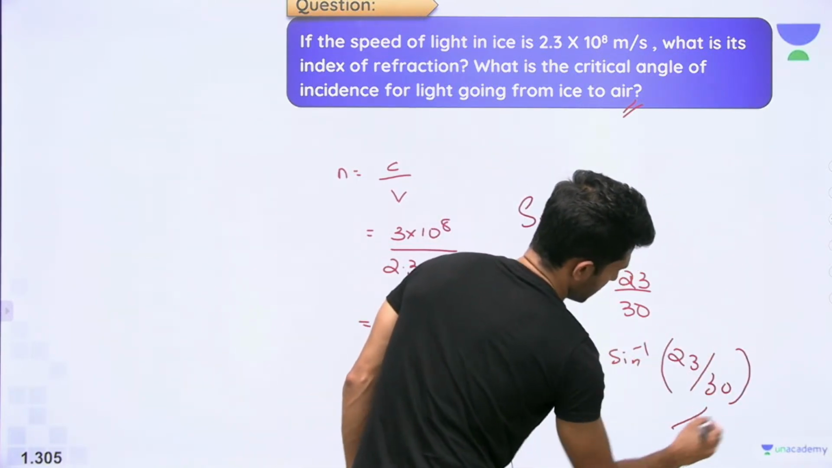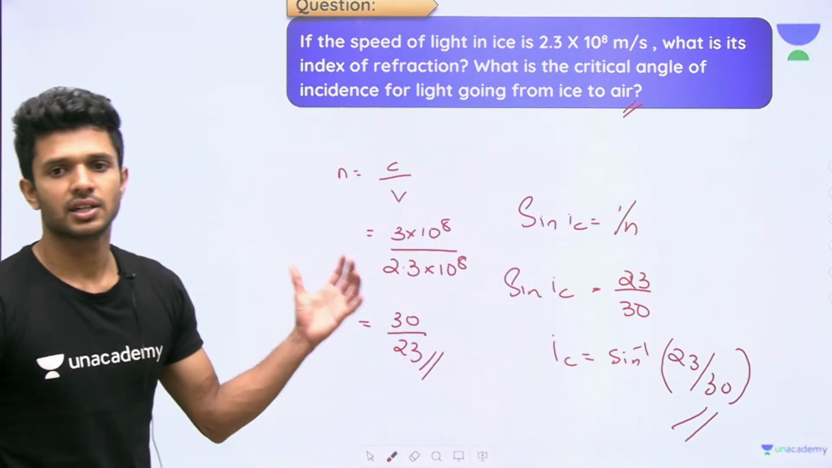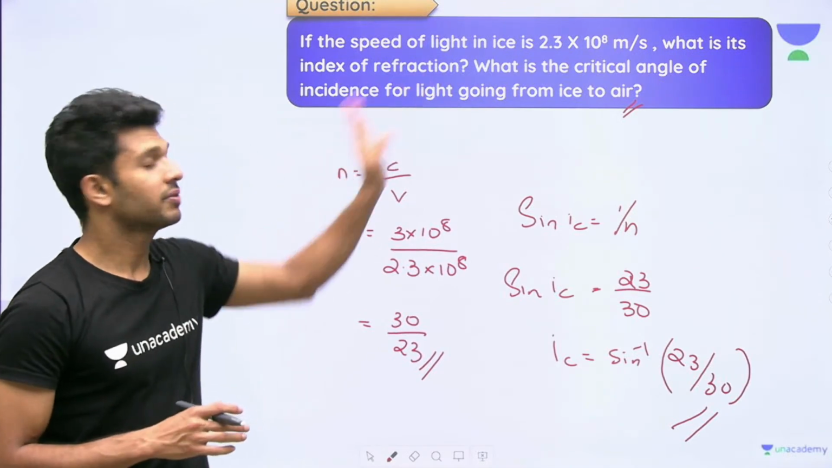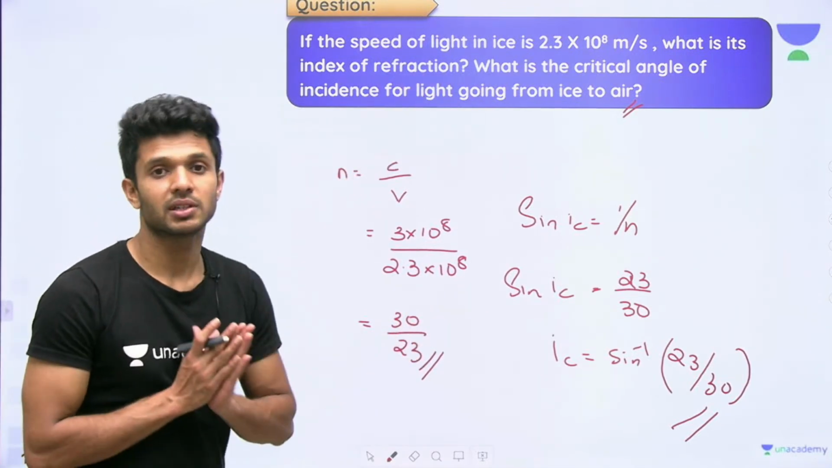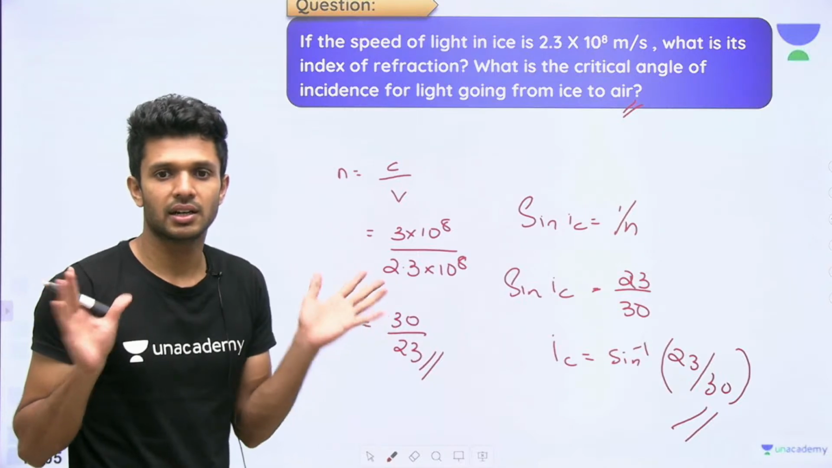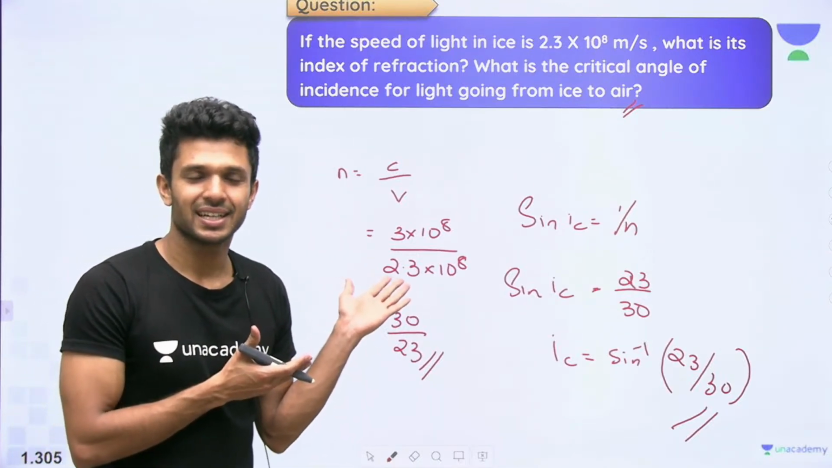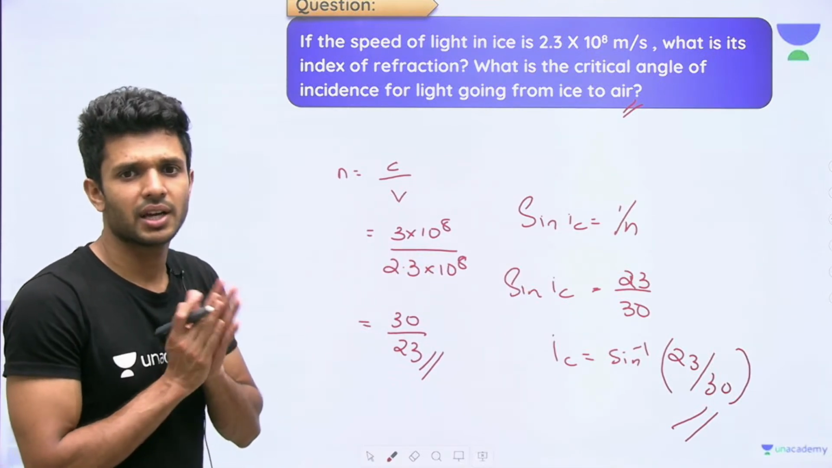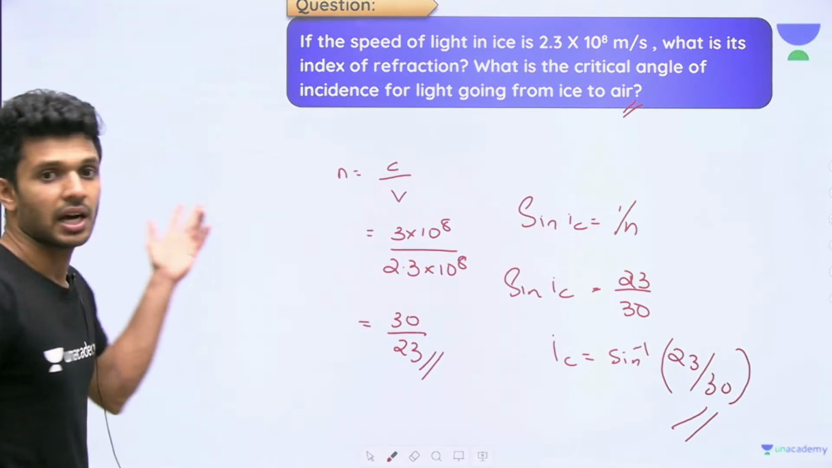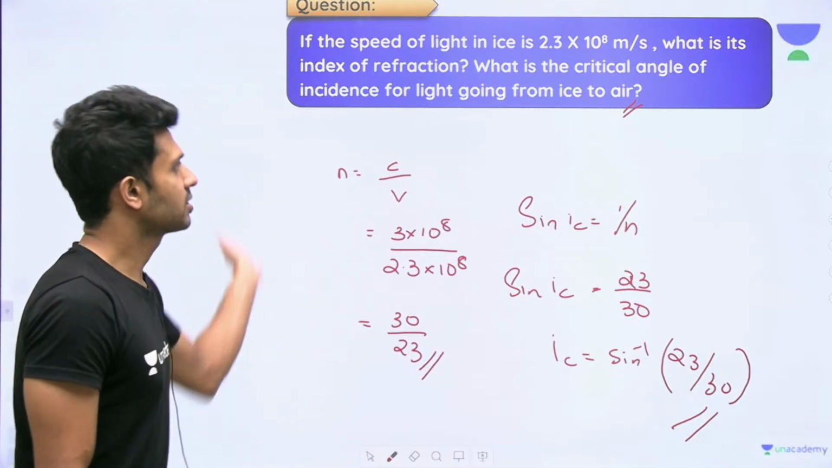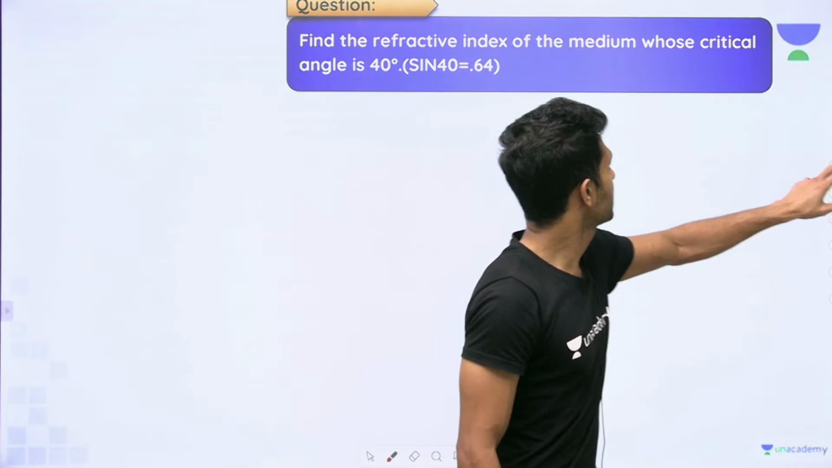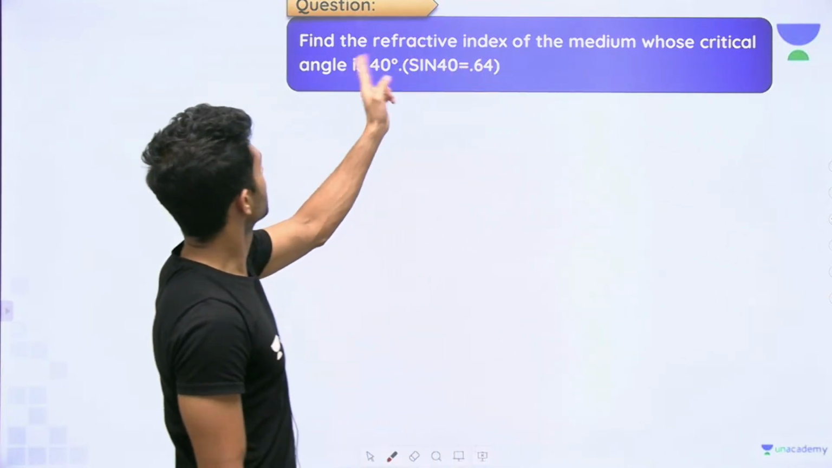Okay. A basic question so that you can understand how to apply and how to use different values given for finding out the critical angle. Nothing important we have solved here. We just did a normal question based on whatever concept we had learned. I am not asking whether you have any doubts, because there is no point in having a doubt for this question, because I haven't done anything new here.